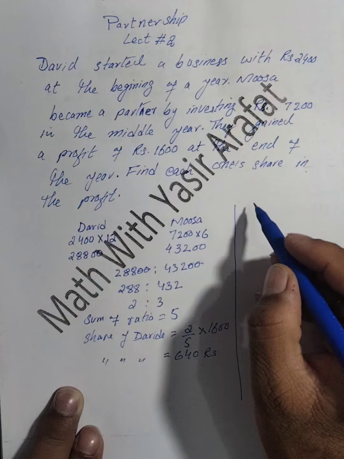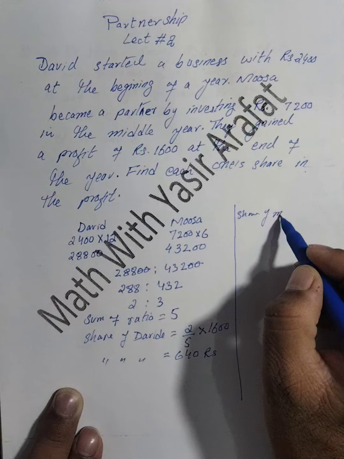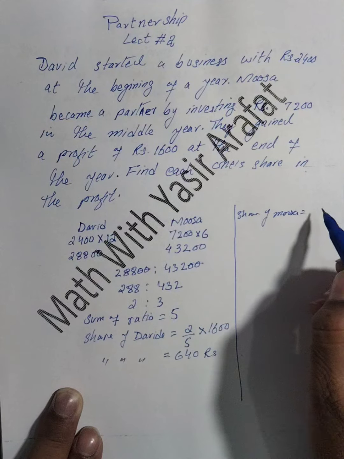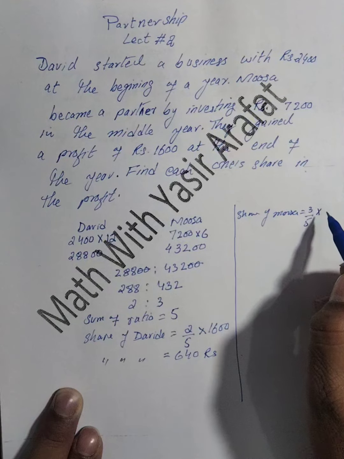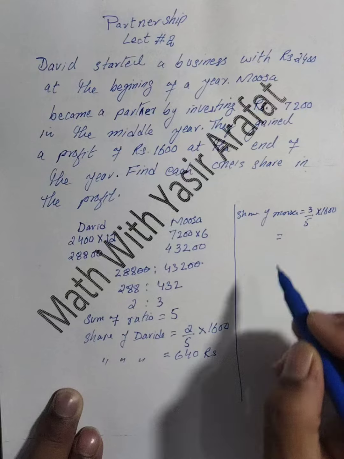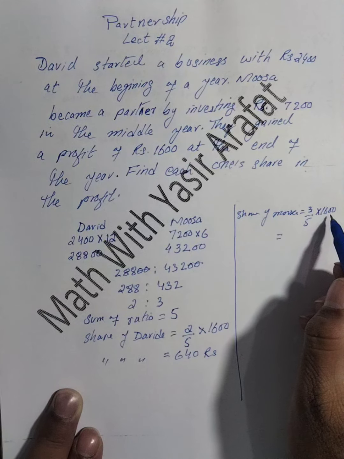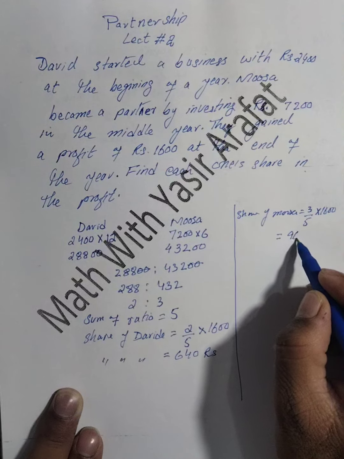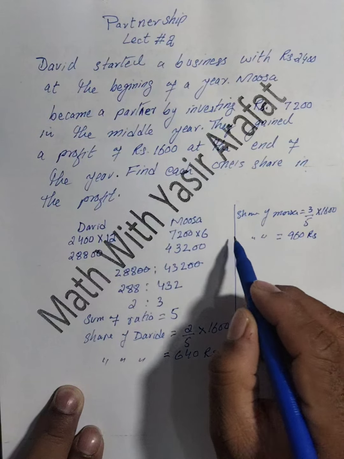Now here, share of Musa, that is the ratio of Musa divided by the sum of ratio and multiplied by 1,600, the profit which we have divided among these two persons. So this is 3 multiplied by 1,600 divided by 5, that is 960 rupees. This is the share of Musa.